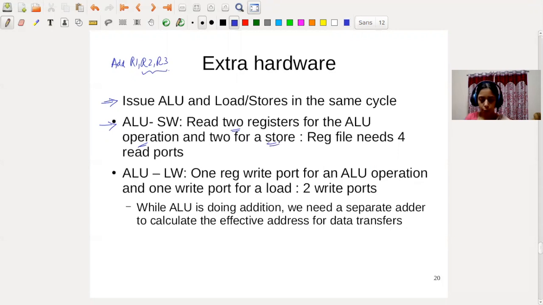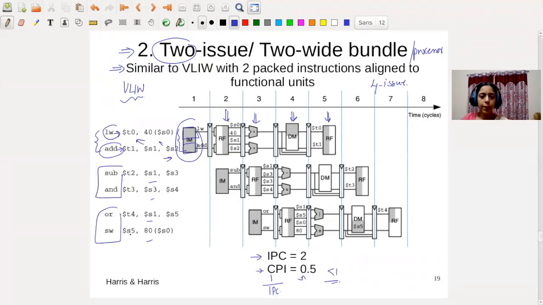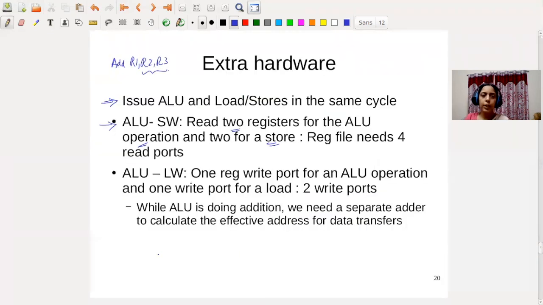Similarly, for a store, you will need to read S5. You also need to read S0, because this is for computing the address and this is for storing this data. So you need to read two again. So at the max, you need to read four of them at the same time. So you need four read ports. So that's the first task.